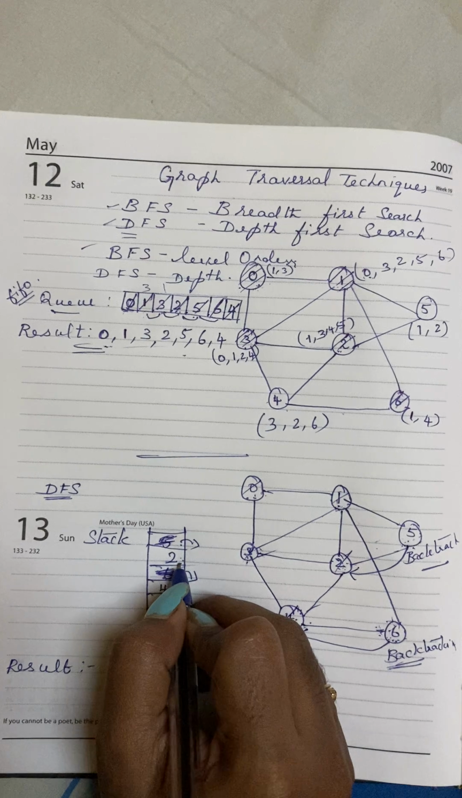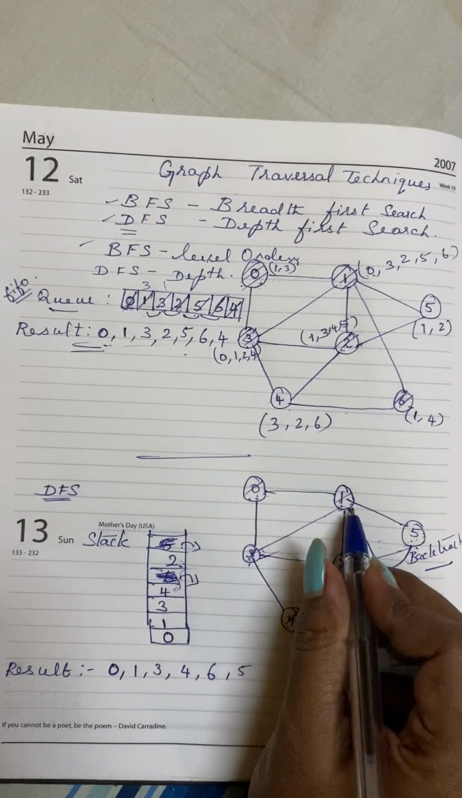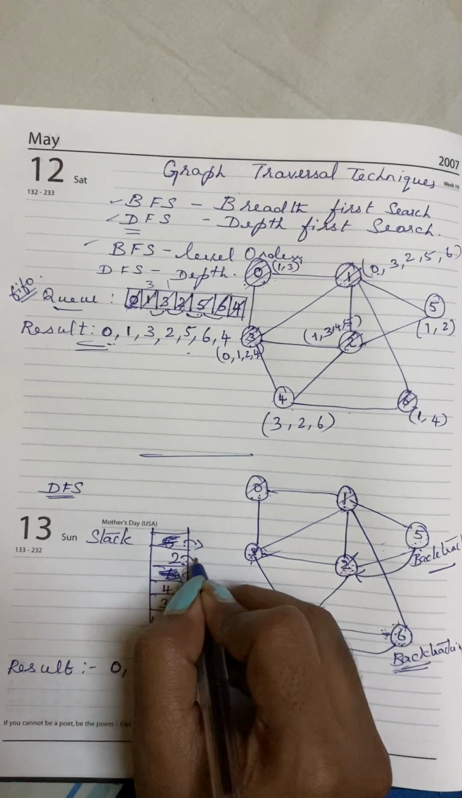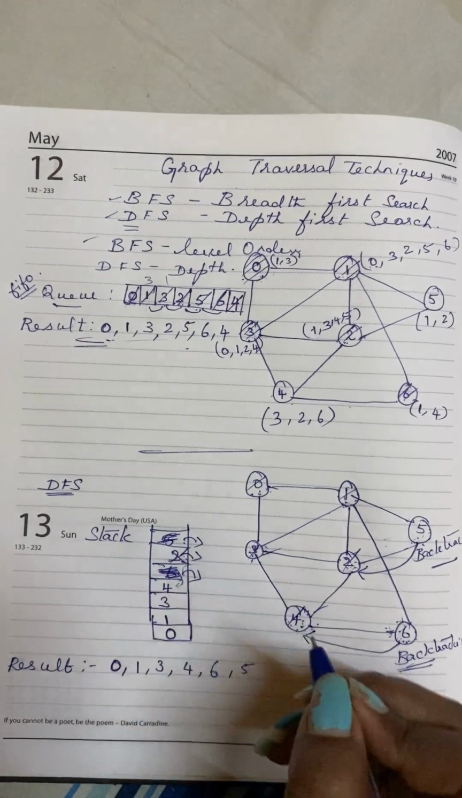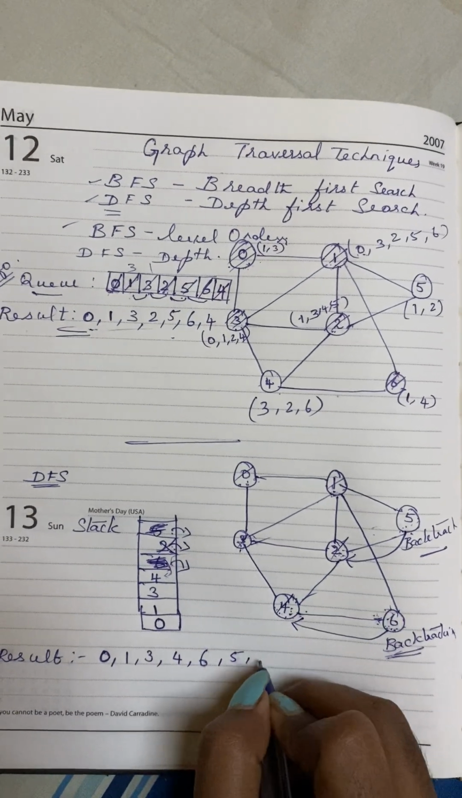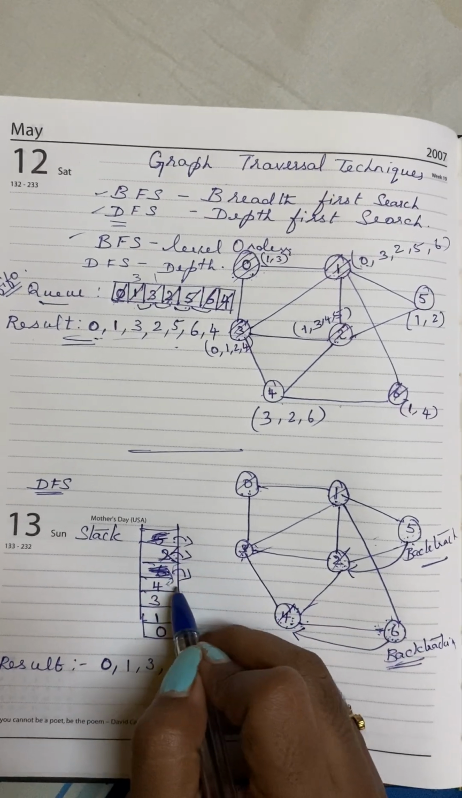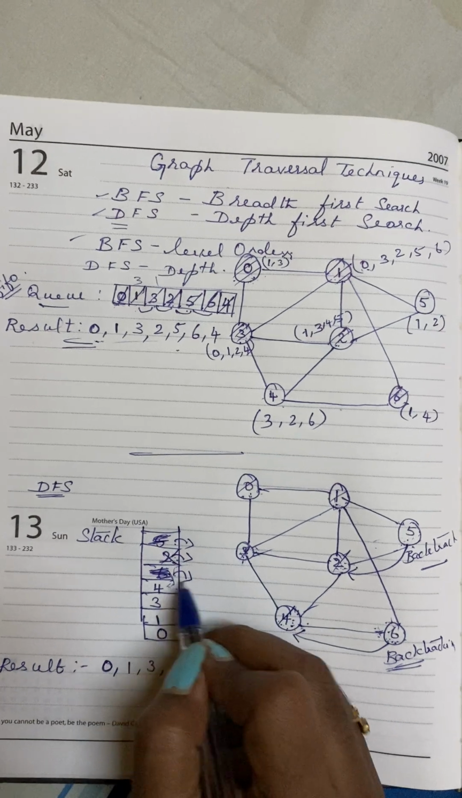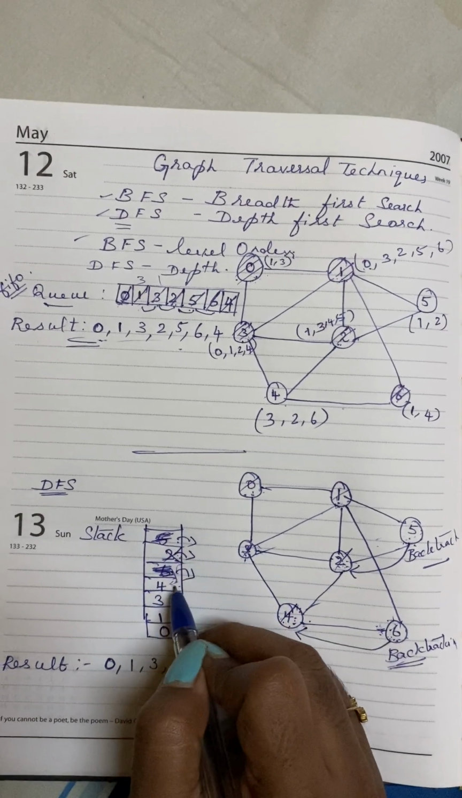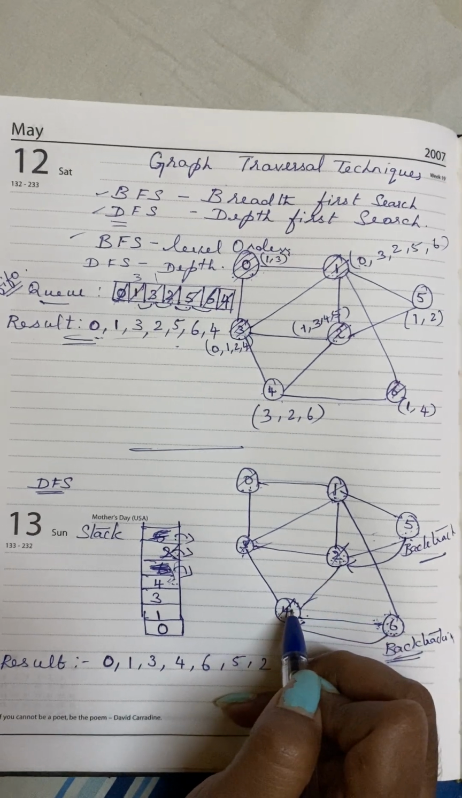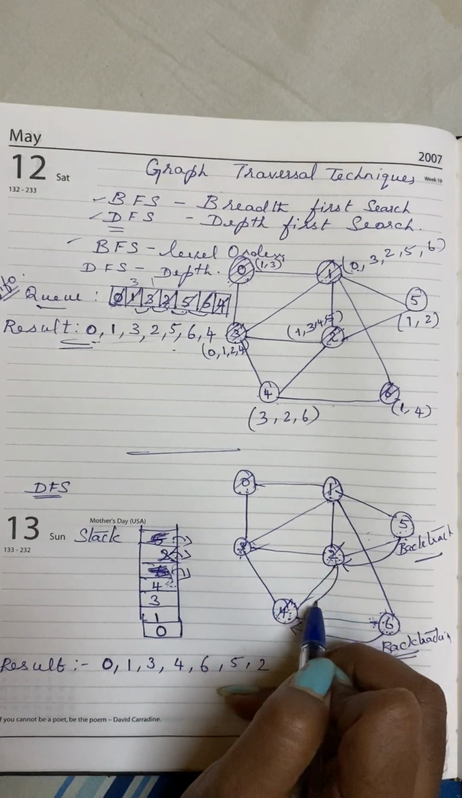Going back to 2, what is happening? Again you are checking for the adjacent elements. All the elements are visited. So you have to pop out 2. You have no more unvisited elements left. So 2 is popped out. Now before 2 you have 4. So from 2 you are moving back to 4.